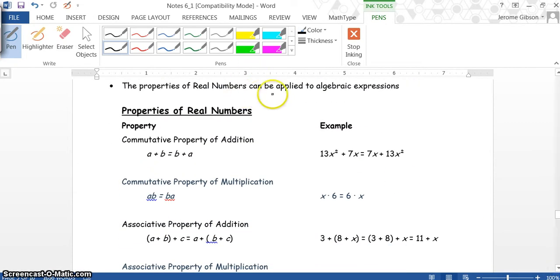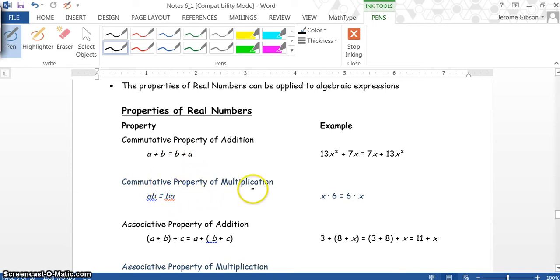Now the properties of real numbers can be applied to algebraic expressions. The properties of real numbers. Now we have the different properties here. The commutative property of addition. If you notice, this is basically telling you it doesn't matter which order you add in. If it's all addition, it will come out to be the same answer.